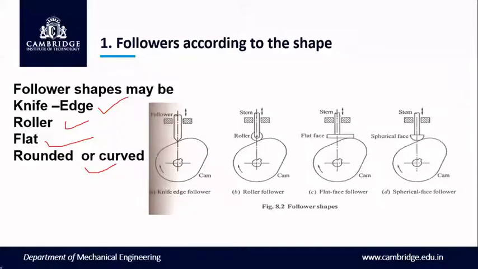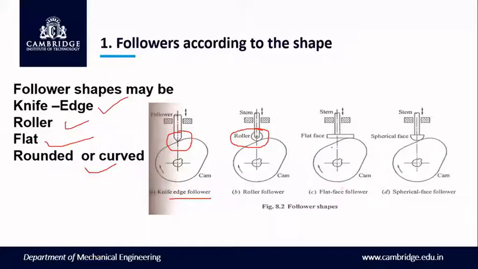These are the diagrams for the follower shapes. So knife edge follower, as you can see, is the follower which consists of a sharp edge at the end of the follower. It's called a knife edge follower. In roller follower, we can see a roller will be in contact with the cam. Hence, the disadvantage of knife edge follower is that we may get more wear and tear, which can be reduced with the help of a roller. So less friction arises in case of roller follower and we can get smooth rotation.